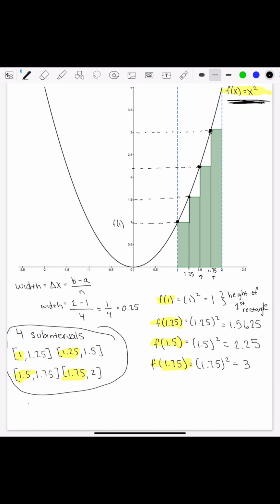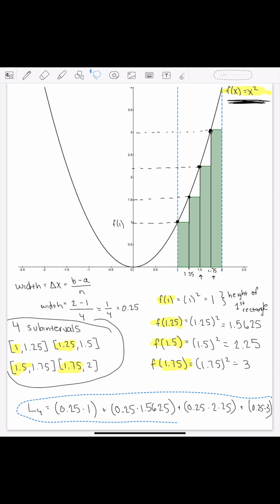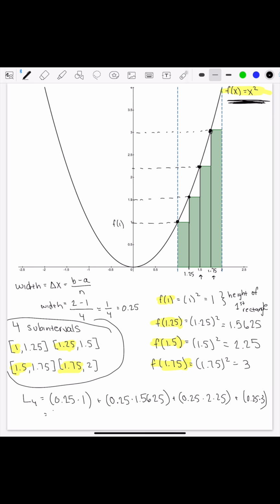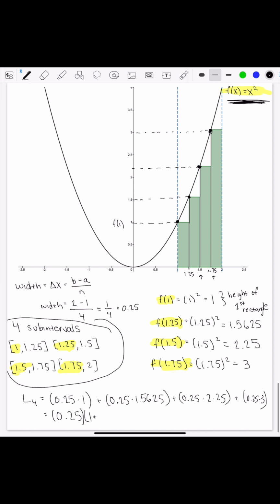So let's actually calculate L4. What we have to do is the width times the height of each rectangle. The first height was 1, and the width is 0.25. The second height is 1.5625, and then the third one 0.25 times 2.25, plus 0.25 times 3. So let me make some space here. Remember, what we can do is pull out the 0.25, and then multiply that times the sum of all of the heights.